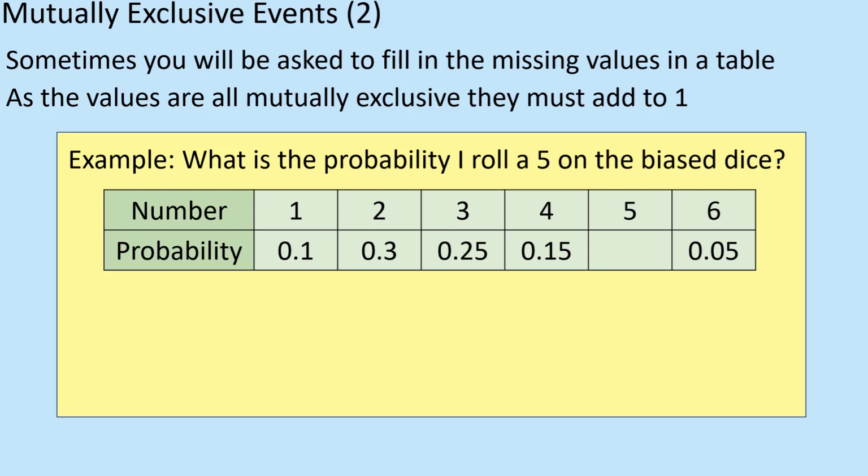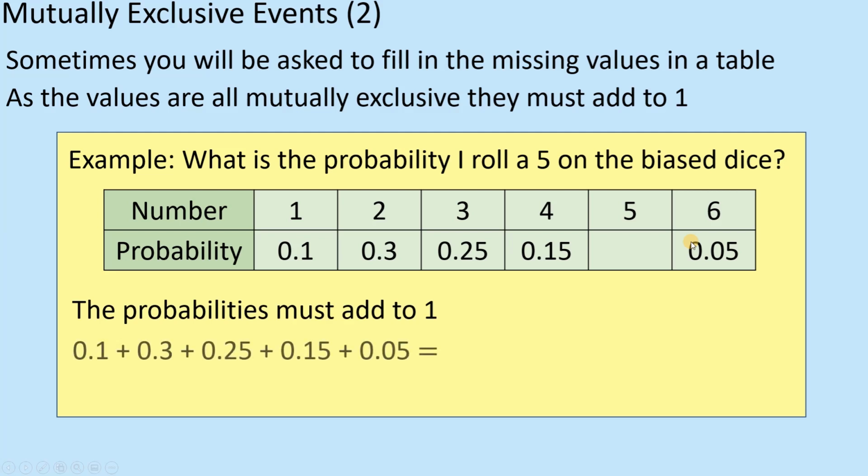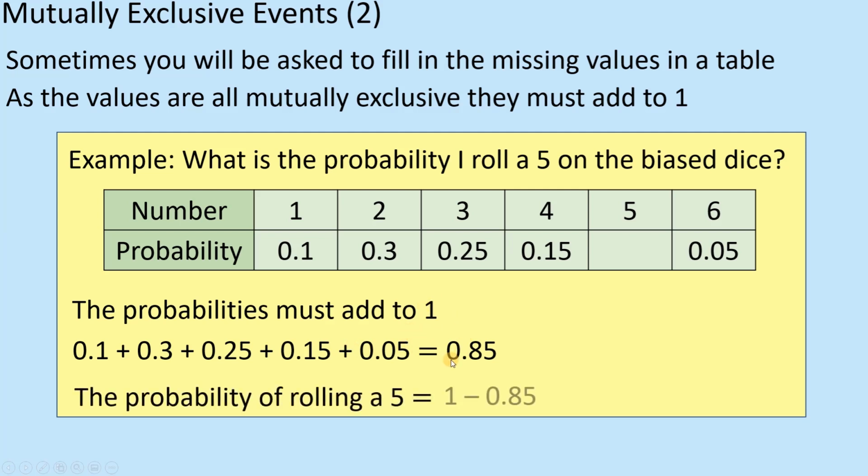So what you need to do is add up the ones you've got and then take them away from 1. So 0.1, 0.3, 0.25, 0.15, 0.05 is going to be a grand total of 0.85. So I'm going to do 1 take away 0.85, which leaves me with 0.15, and that must be the probability of getting a 5, because as I said, there are only 6 possibilities. So the probabilities of those 6 possibilities add up to 1.